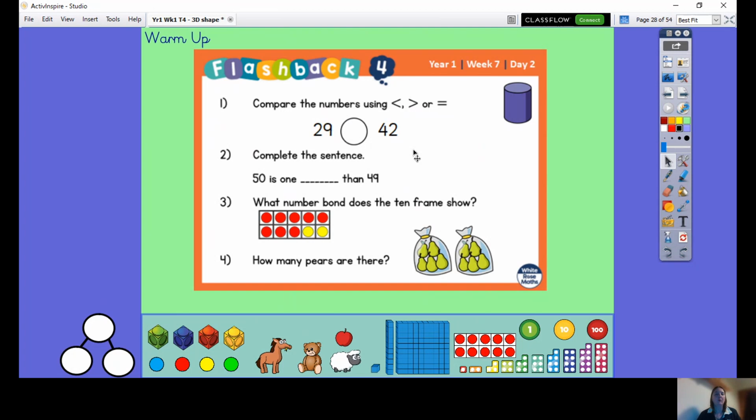So thinking about more or less. What number bond does the tens frame show? And then how many pairs are there? Okay, so pause the video here and have a little go at those.